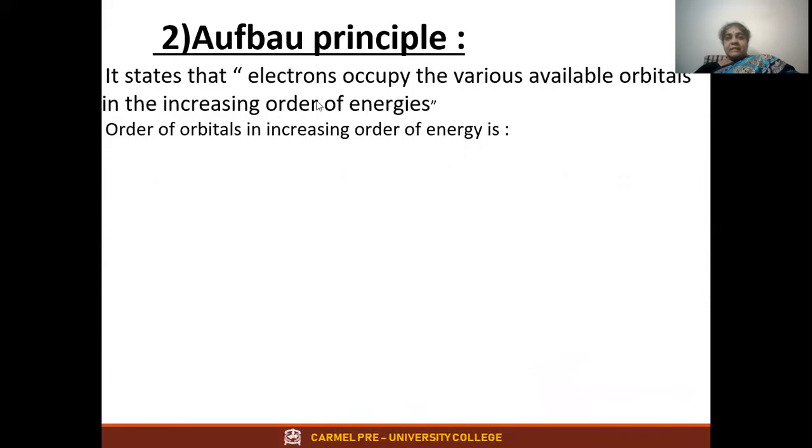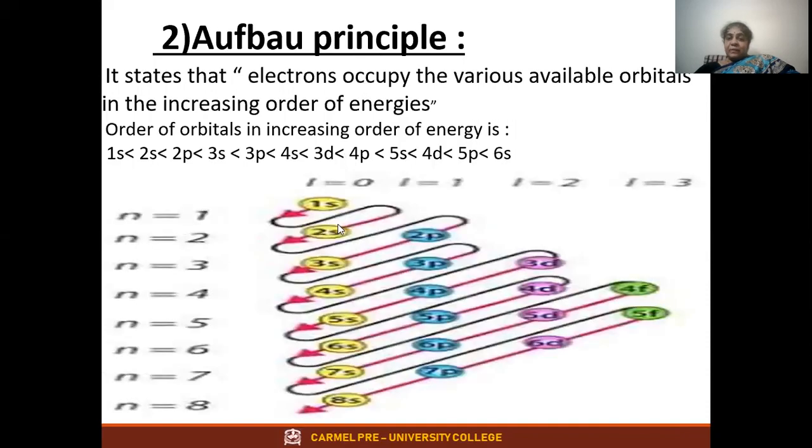It states that electrons occupy the various available orbitals in the increasing order of their energy. So take down this order. This much, if you remember about Aufbau, is more than enough. If you don't remember this diagram also, it's okay. All you need to know is first understand the statement of the Aufbau rule: electrons occupy the various orbitals in the increasing order of energies.